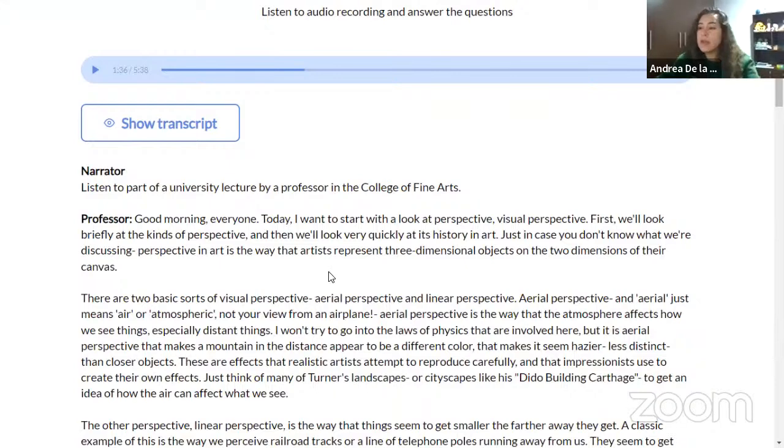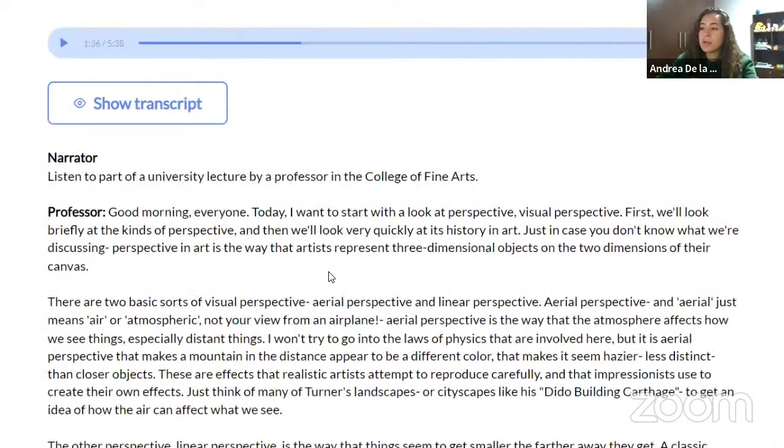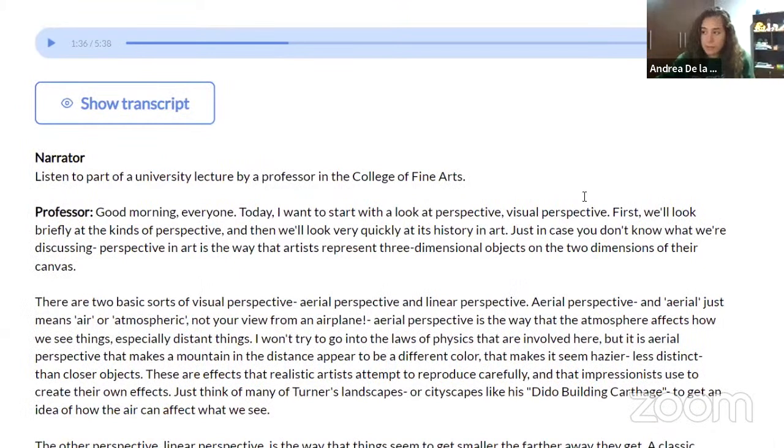The professor says, today I want to start with a look at perspective, visual perspective, right? So that is the topic. That's when you know what the lecture will be about. But then if you take a look at what comes next, the professor also says, first, we look very briefly at the kinds of perspective, and then we look very quickly at its history in art.